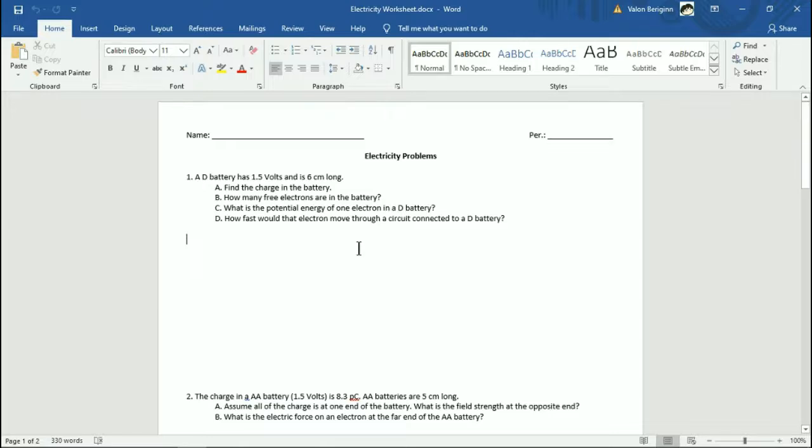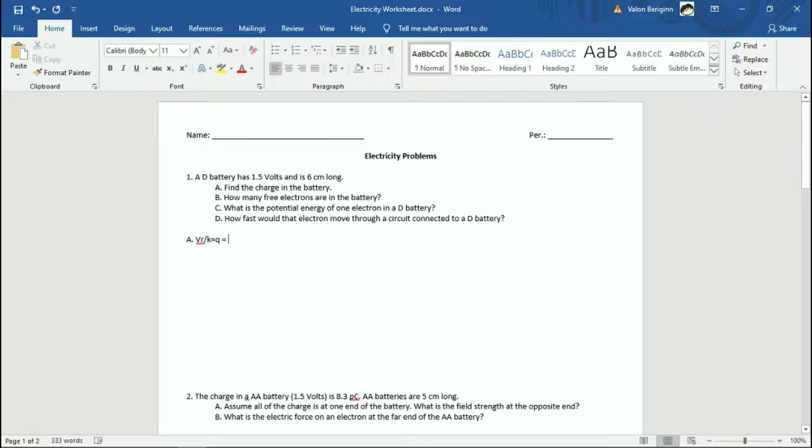A D battery has 1.5 volts and is 6 centimeters long. Find the charge in the battery. So we have the voltage and we have a distance, and we want to find a charge. Here's our voltage equation. We can rearrange this to solve for charge. If you multiply by R, this becomes VR equals KQ, and therefore Q equals VR over K.